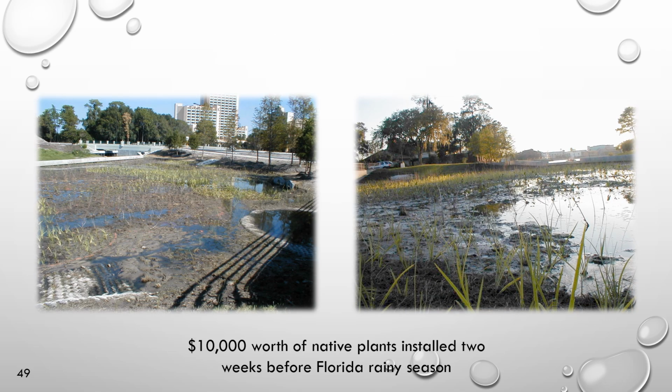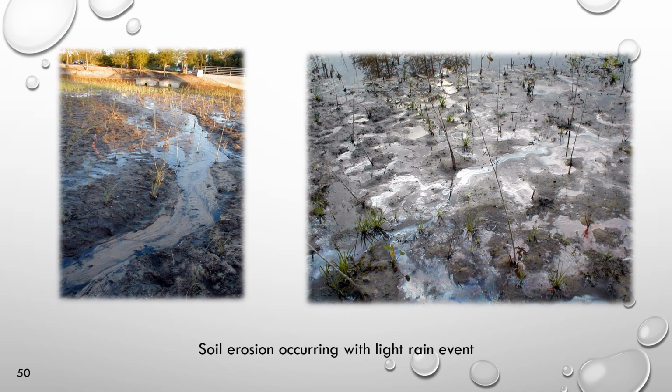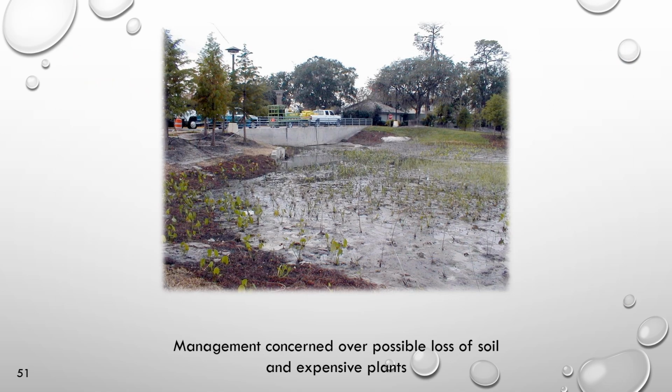So what they had done is they went in and installed about $10,000 worth of native vegetation in the 2 weeks before the rainy season here down in Florida. You can see the vegetation that they've installed in these images. And after a light rain event, they already had soil erosion occurring, sandy soils down in many parts of Florida. You can see some channelization there, and they were very concerned that they were going to lose soil and these expensive plants that they installed in this basin as their future nutrient control.